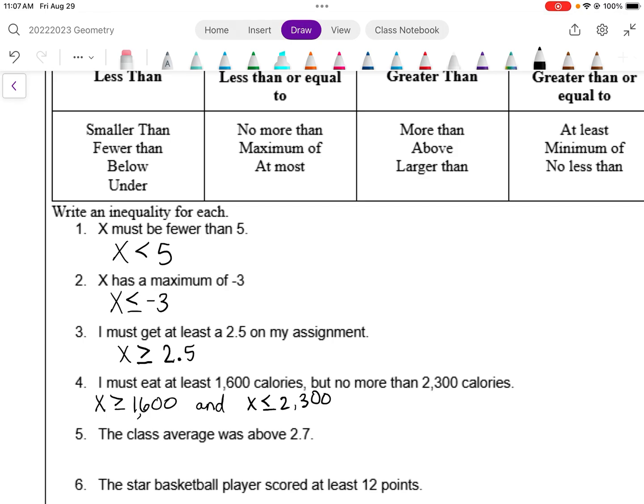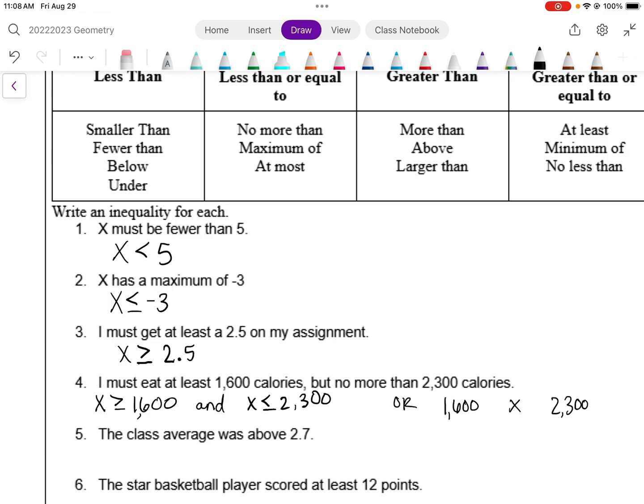So that's what it looks like if it's separated out with x first. But remember, you can also write this as a compound inequality. This is an and inequality because it has to meet both things at the same time. And how I remember and inequalities is and inequalities are always in between 2 numbers. So I know my x is in between 1600 and 2300. Or in other words, I have to eat in between this amount of calories.